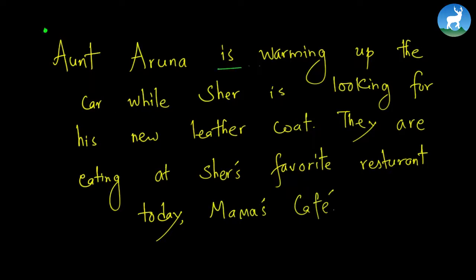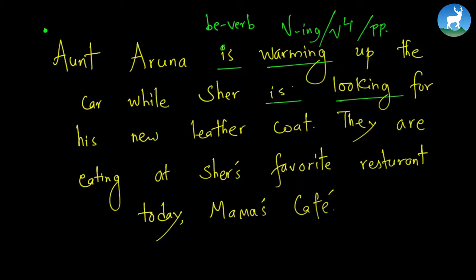Aunt Aruna is warming up. So we have a be verb followed by the VING, or the V4, also known as the present participle, right? So this is the structure. Is, be verb, followed by the VING. Aunt Aruna is warming up the car while Sher is looking. So again we have a be verb followed by a VING for his new leather coat. They are eating. Again a be verb followed by a VING at Sher's favorite restaurant today, Mama's Cafe. Alright, so this is the simple example.